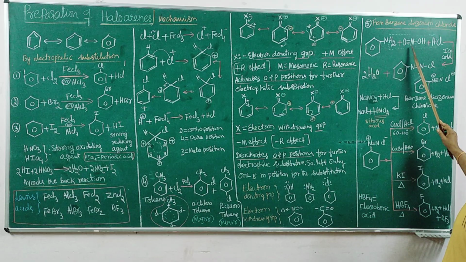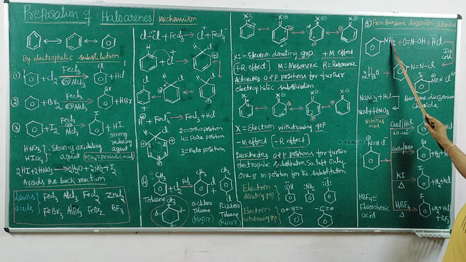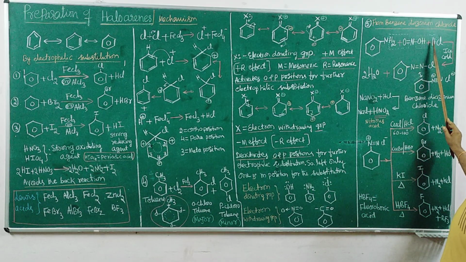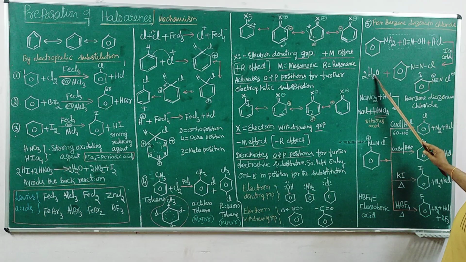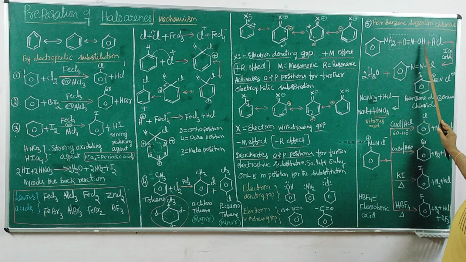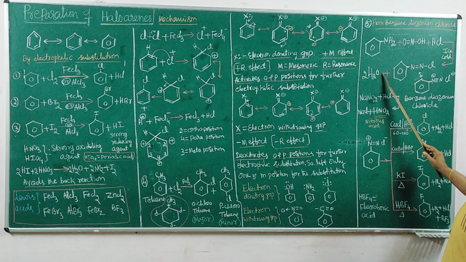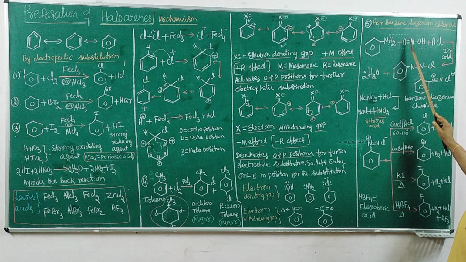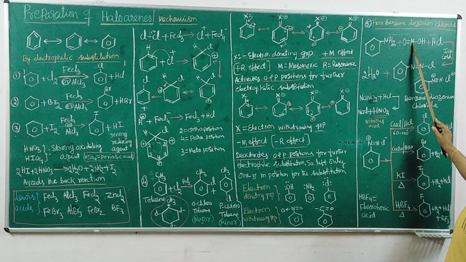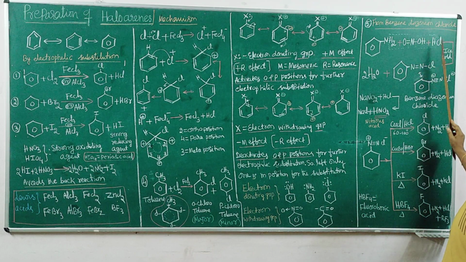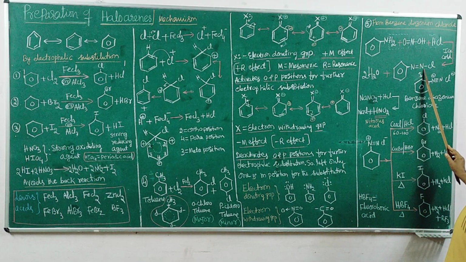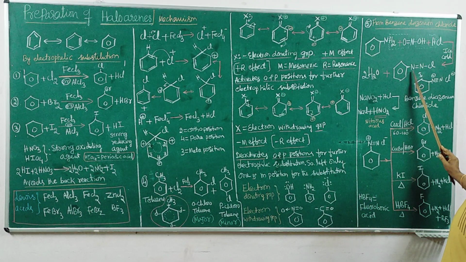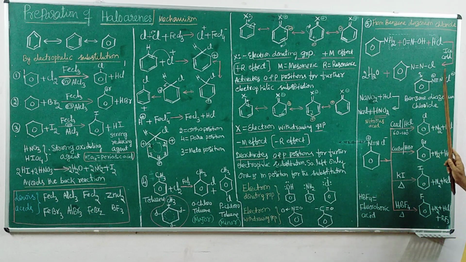That is, what happens here? This O and nitrogen, this OH and H is removed as H2O. That is, one H2O, another H2O removed, and forming what? N with these two removed, and the connection forms like this. Benzene diazonium chloride.